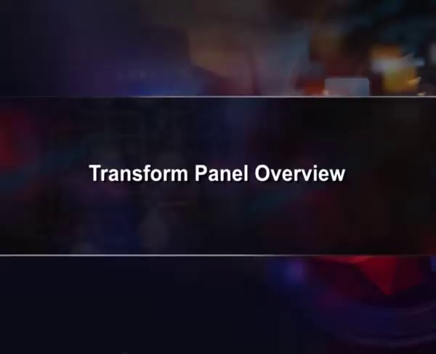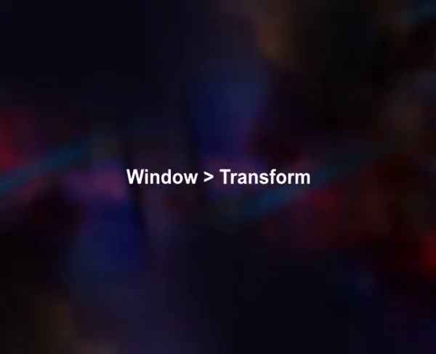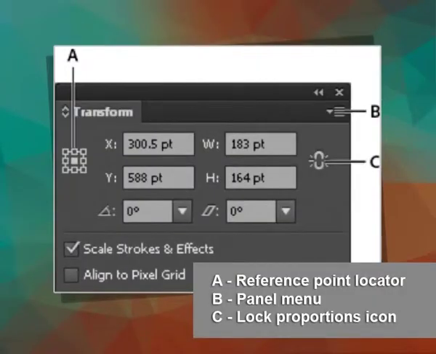The transform panel, Window, Transform, displays information about the location, size and orientation of one or more selected objects. By typing new values, you can modify the selected objects, their pattern, fills or both. You can also change the transformation reference point and lock the object's proportions.